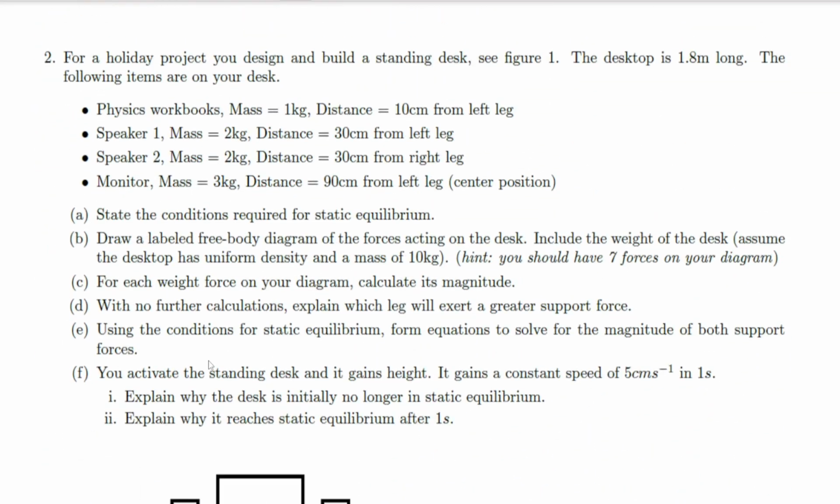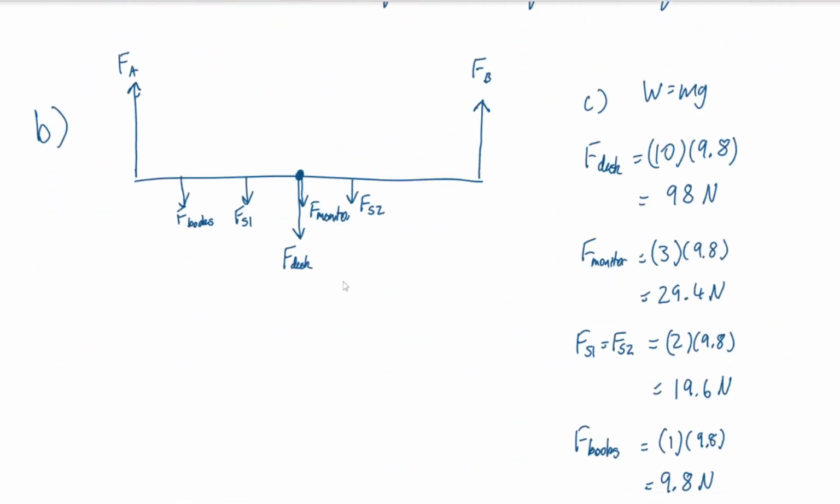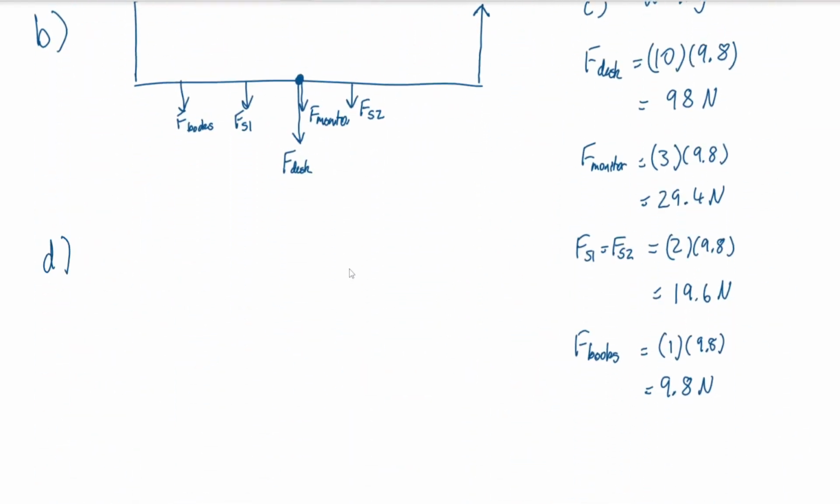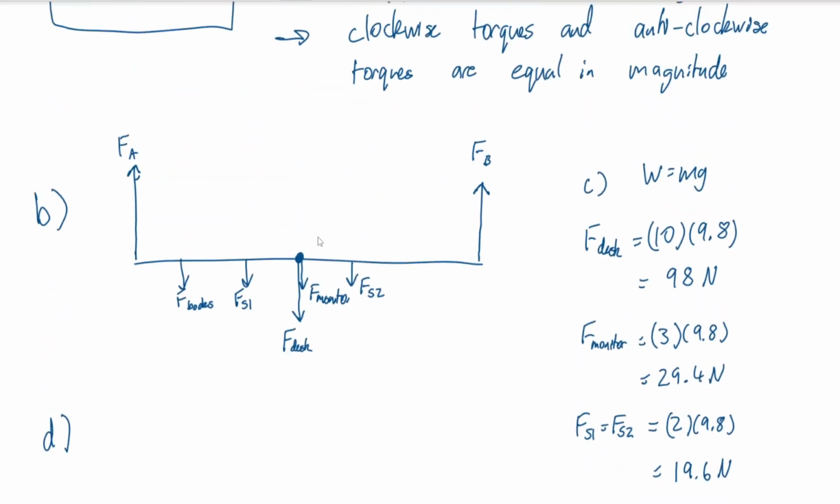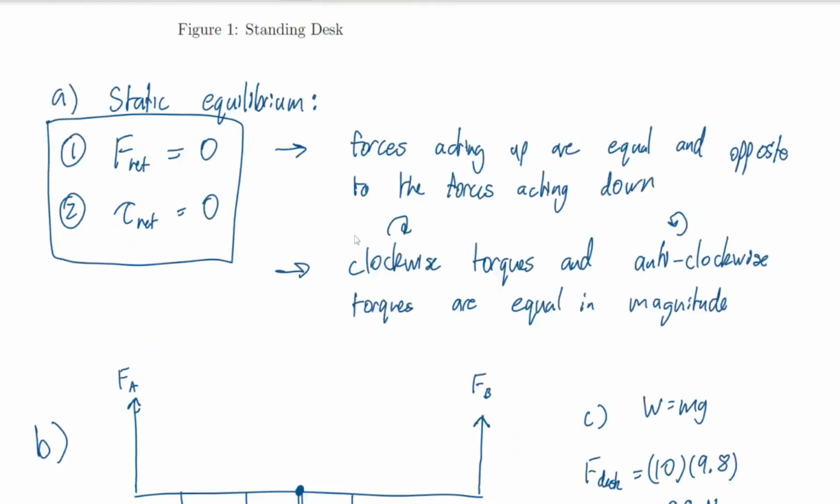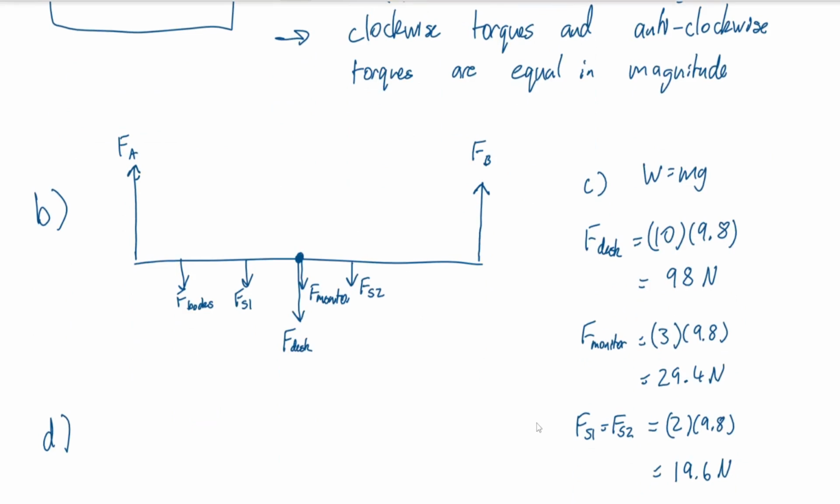Alright, question D. With no further calculations, explain which leg will exert a greater support force. So it's basically asking which leg is holding up more of the weight. So looking at our diagram actually, notice how the weight of the desk and the monitor are perfectly in the middle, which means the legs are holding up the same amount of that weight. Similarly with the speakers, they are perfectly symmetrical. So again, the legs are evenly supporting that weight.